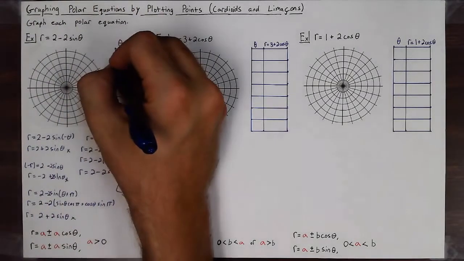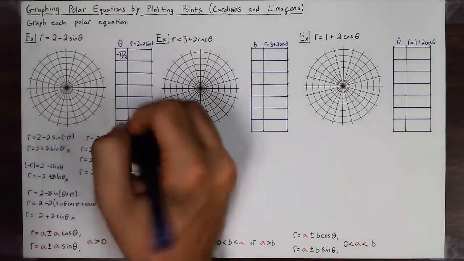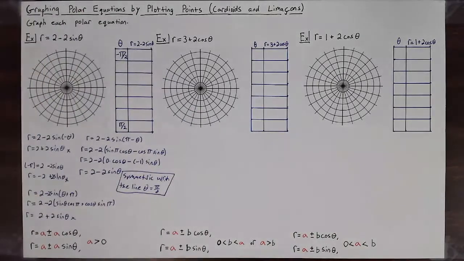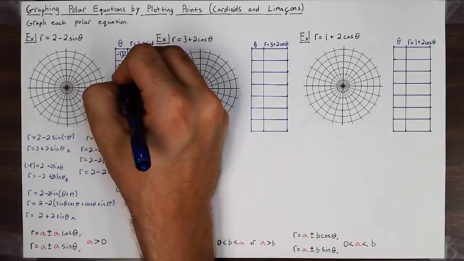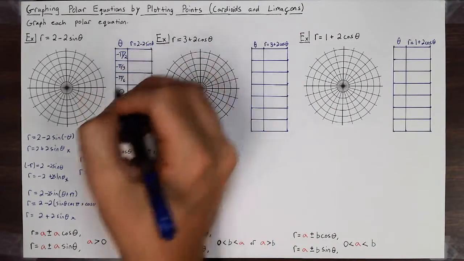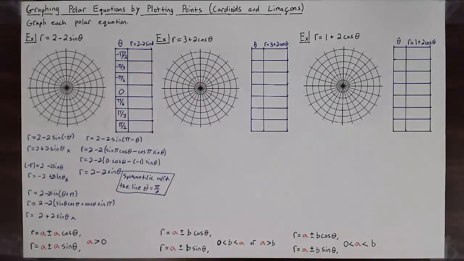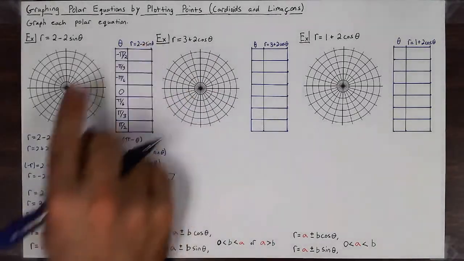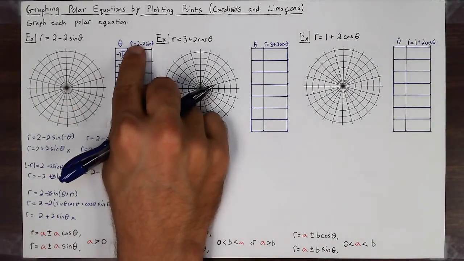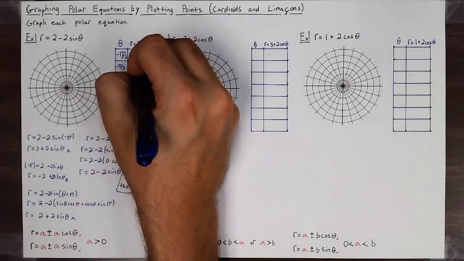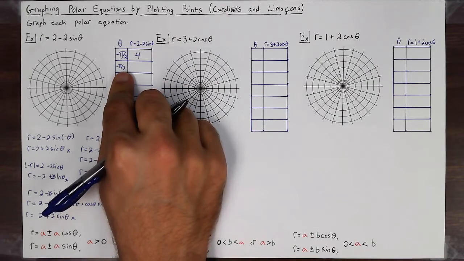So I'm going to plot points between negative pi over 2, the very bottom angle, and pi over 2, the very top angle, and that'll reflect all my points to get the full graph. I'm going to put 0 in between them, and I'm going to plot negative pi over 3, negative pi over 6, pi over 6, and pi over 3, which are all unit circle values. Start with negative pi over 2. Sine is negative 1 down here, so I get 2 minus 2 times negative 1, so that's 2 plus 2, which gives me 4.